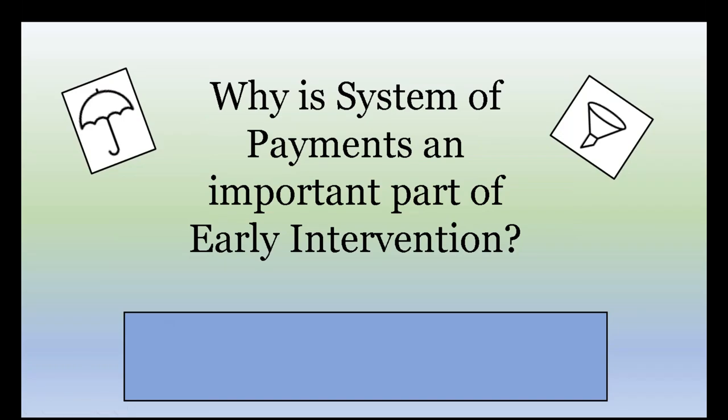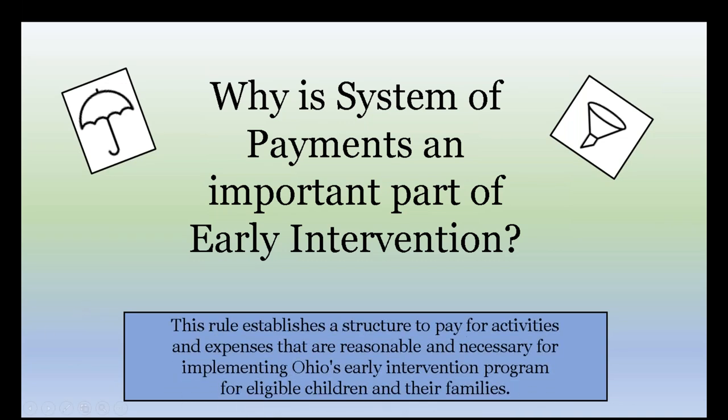All right. So just a reminder of why system of payments is an important part of early intervention. Basically, the system of payments is the umbrella and the funnel of how services for families eligible for early intervention are paid. So it encompasses all of the available funding sources, and it ensures that all families are able to access early intervention services regardless of their income or where they live in the state. So as the rule explains, system of payments establishes a structure to pay for activities and expenses that are reasonable and necessary for implementing Ohio's early intervention program for eligible children and their families. And at this point, I'm going to go ahead and turn things over to Tracy, and she's going to talk to you more about some of the changes and important key points in the rule.